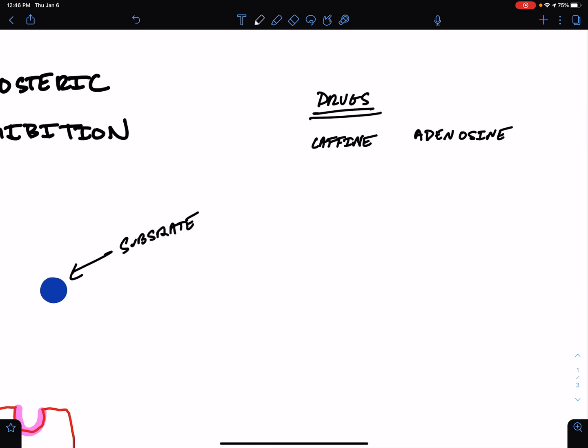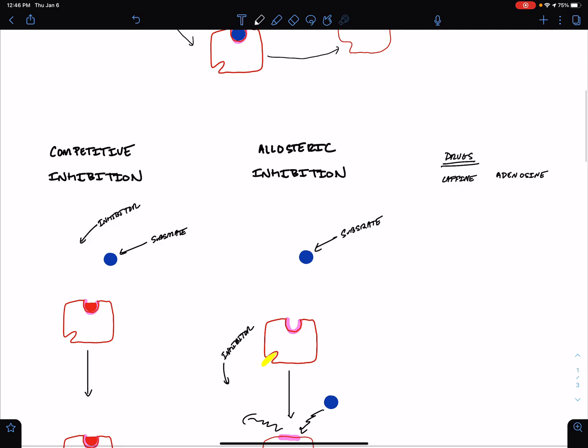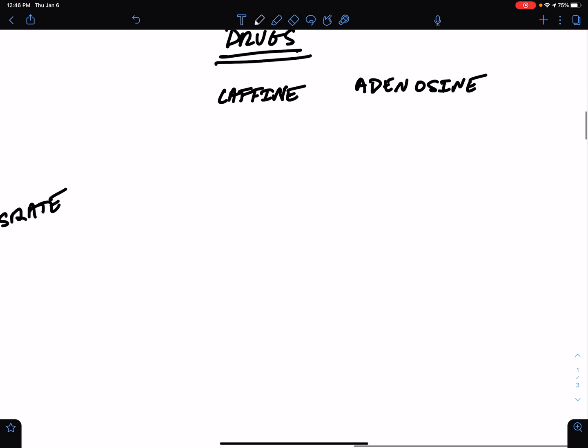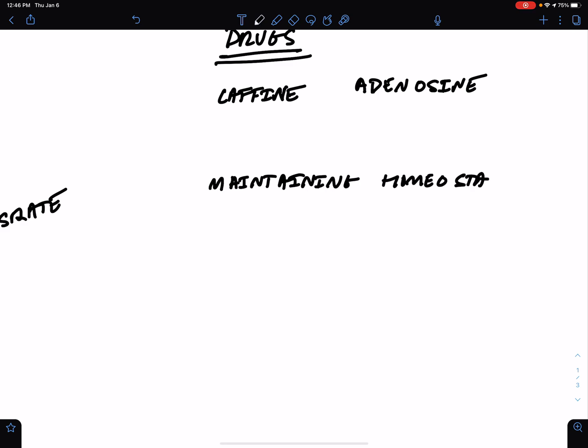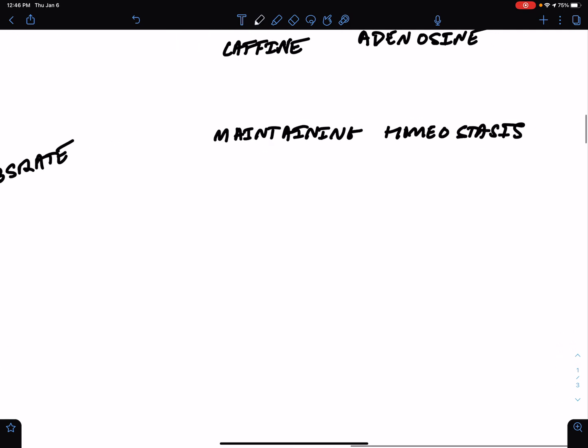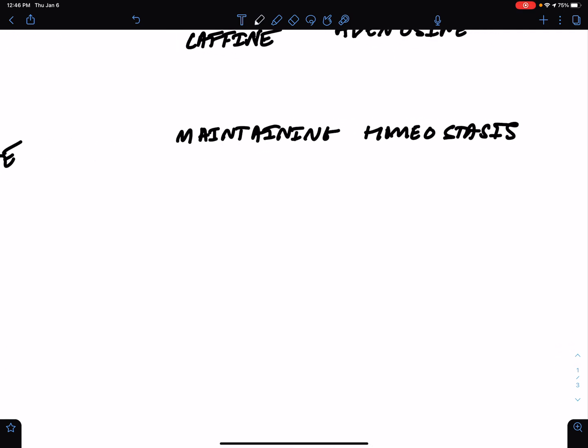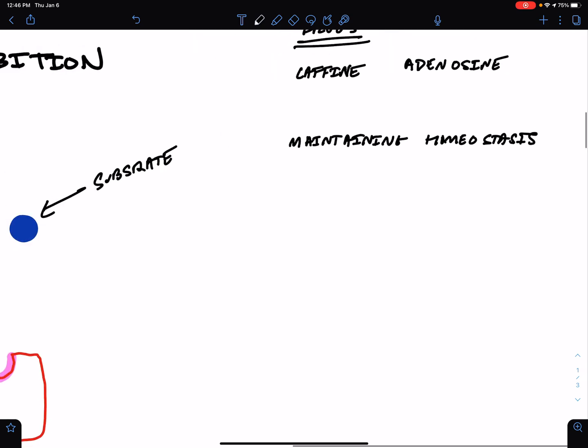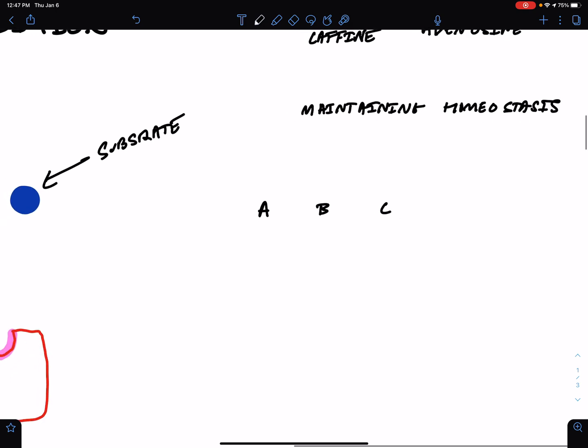The other important part of these inhibition pathways is for maintaining homeostasis. So let me explain what I mean by that. Imagine you have an enzymatic pathway where you have enzyme A and then enzyme B and enzyme C, all working together to create a product.